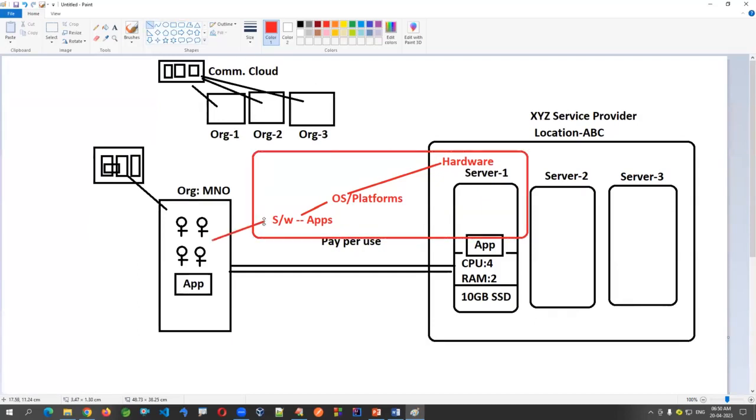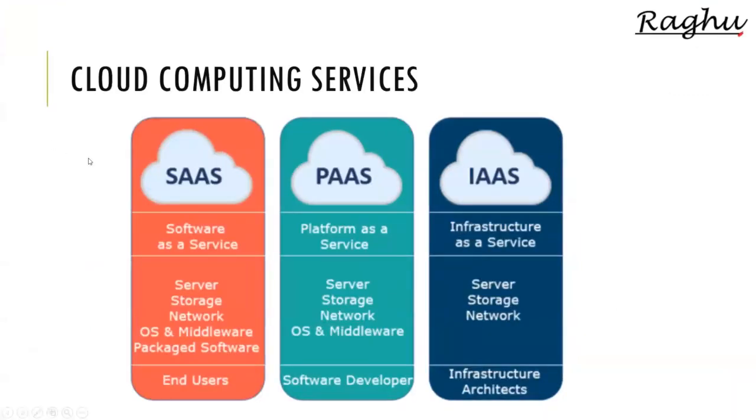Third combination, all three are given by the service provider only, and we are directly going to use the application. We don't bother about hardware, platform, apps, and all. We don't bother with all these things. This is the third category, third combination. So there are three types of cloud computing services, in total three types of cloud computing services here.